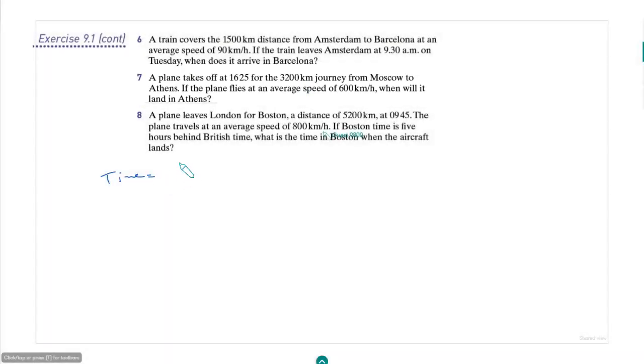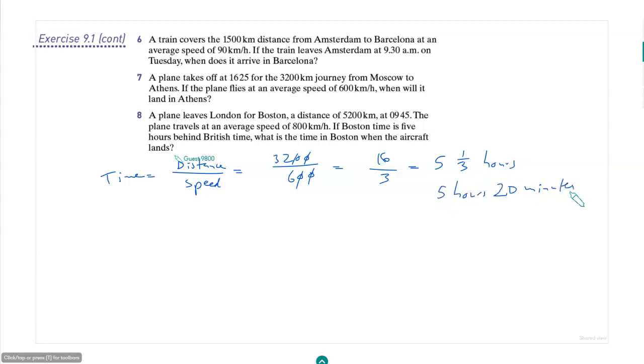Time will be distance by speed, right? So here it is 3,200 kilometers. Speed is 600, right? So it's how many? 32 by 6. 5 1 by 3, right? 16 by 3. So 5 1 by 3 hours, right? So 1 by 3 hours means how many minutes? 20 minutes. 5 hours 20 minutes.